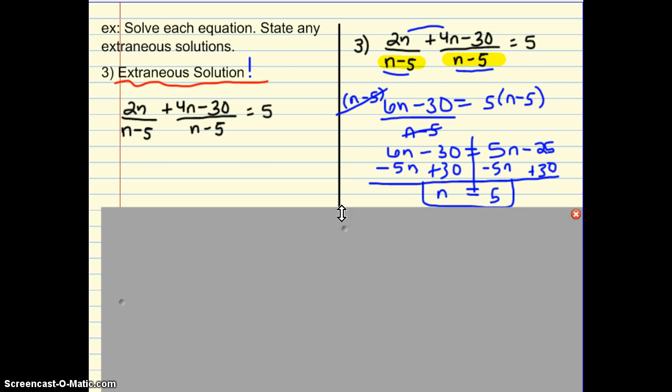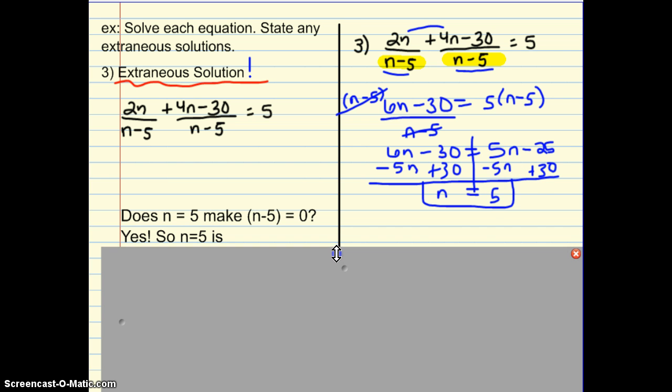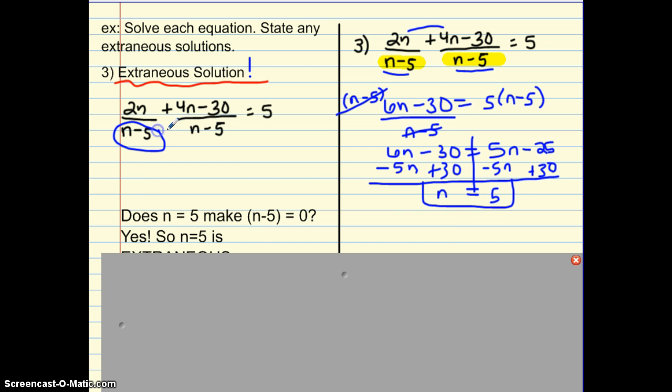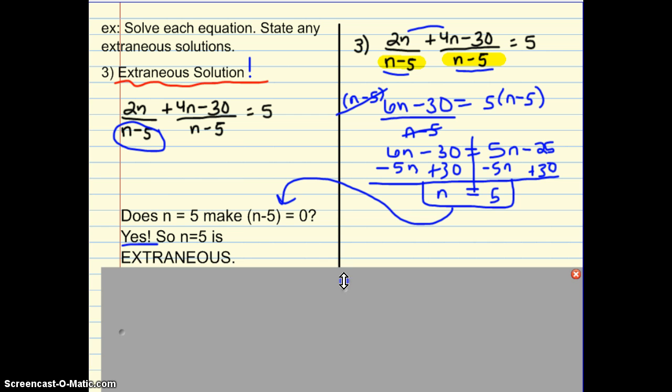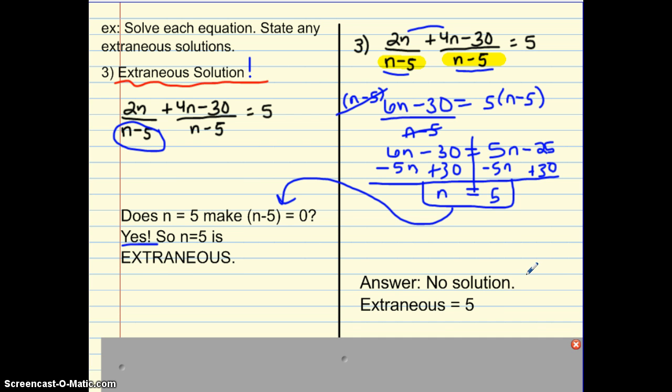And I want to check, does n equals 5 make my denominator equal to 0? Well, yes it does. So finally we have n minus 5 is extraneous. So what your answer should look like would be no solution, because there's no solution that works. And then we say that our extraneous solution is 5.